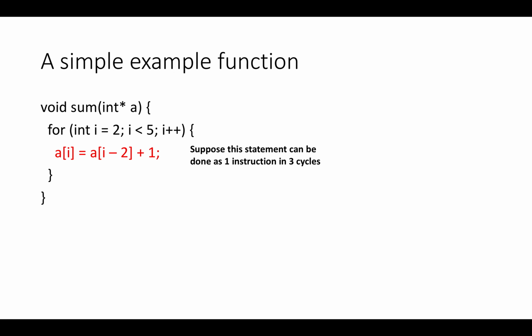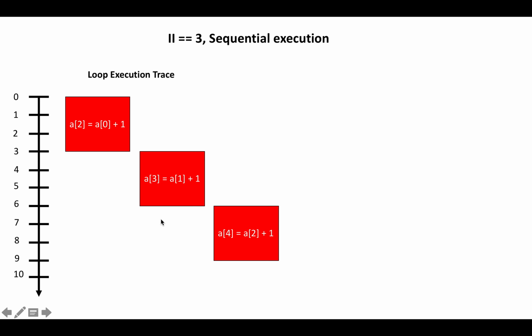And again, just for simplicity, let's suppose that instead of compiling this down to a bunch of little instructions, the architecture that we're compiling to can do this whole statement as one instruction, and that instruction takes 3 cycles, so that a sequential execution of the loop will have an initiation interval of 3, and it'll look like this. We'll do the first iteration of the loop, then the second, then the third.